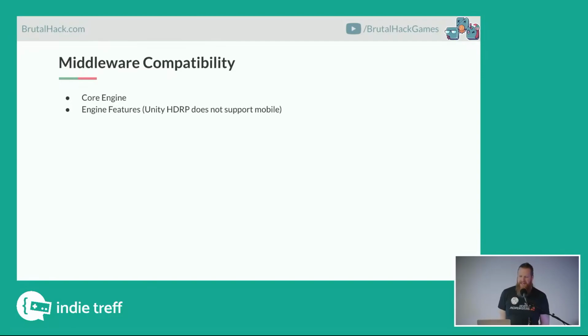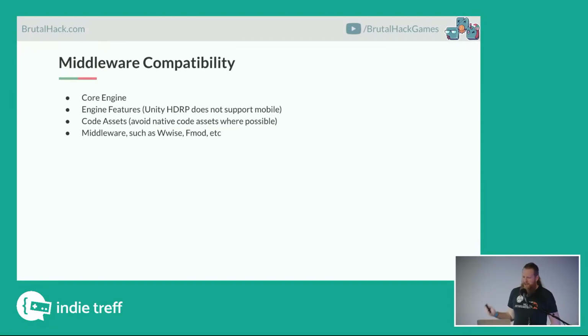Then next up, engine features. Unity HD rendering pipeline does not support mobile. I think Switch also has problems with it. Always be aware of that. Code assets. Just go for avoiding DLL files, for example, which are Windows only, unless you actually are targeting only Windows. For example, the Steam SDK, if that's native for Windows, mobile, and Linux, that's okay. But you don't want to have your video middleware just for Windows, Mac, Linux, because then if you want to do a Switch port, now we need a different middleware for videos, and we'll just throw away a bunch of code. Middleware also goes for stuff like Wwise, FMOD, so always pay attention.